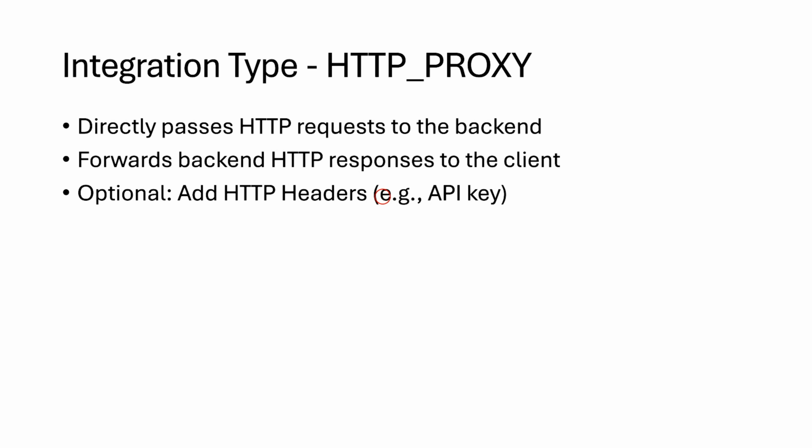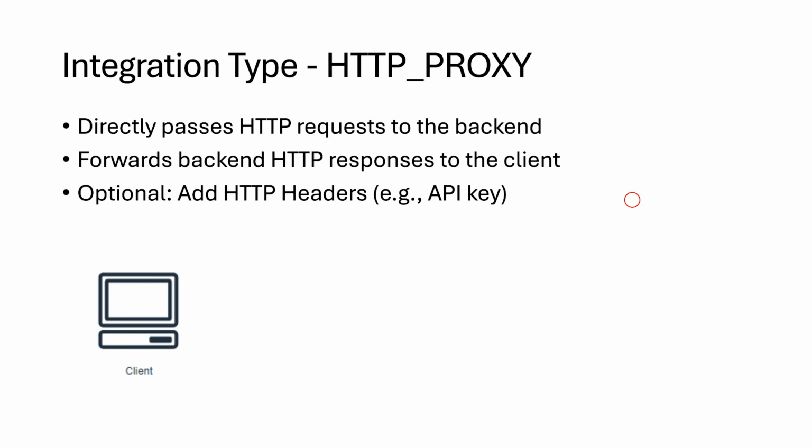Okay, so the only difference between the Lambda proxy integration and HTTP proxy integration is an optional thing, that is you can add headers. So the good thing is you can add headers. For example, API keys, that thing you can add. For example, your client hits your API Gateway and you can add an API key header and send it to the backend. So if the backend requests the API key, they can use the API key from the header. Apart from that, there is no parsing here.